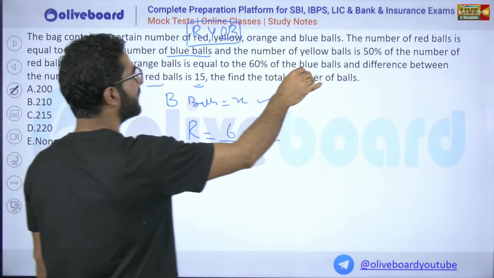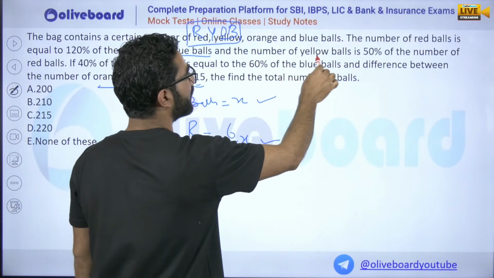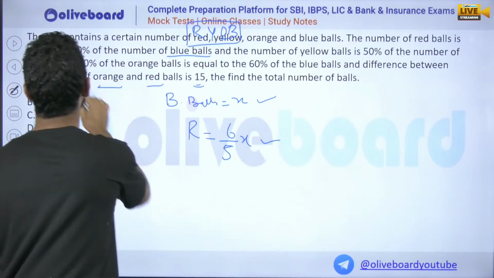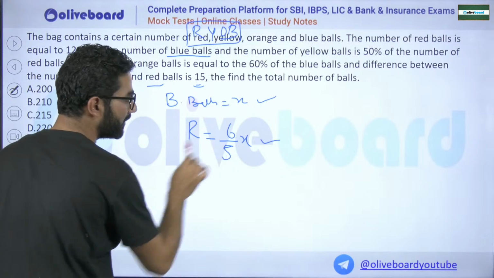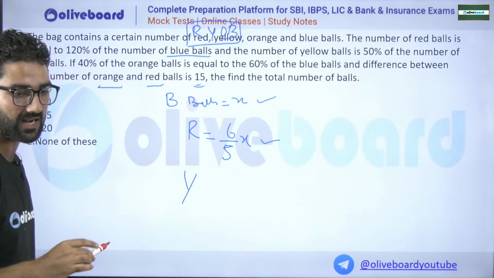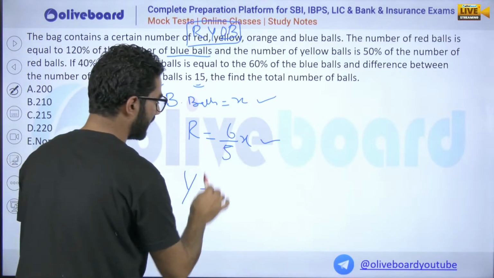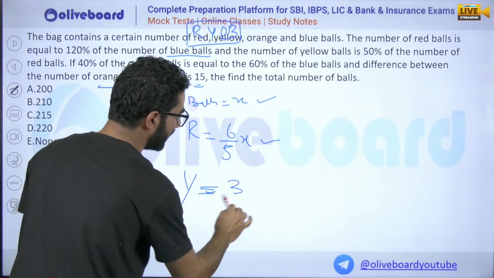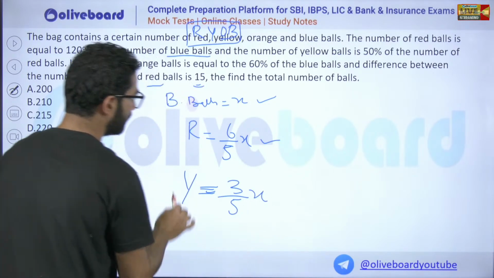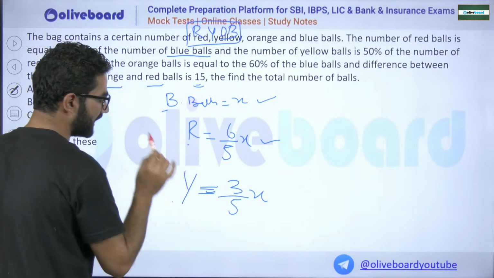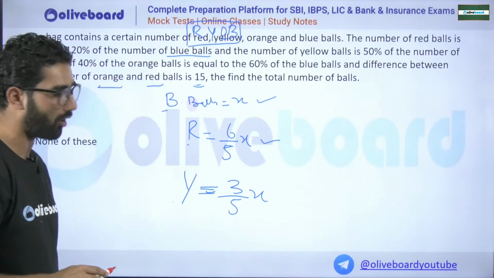Now one more condition is given: the number of yellow balls is 50 percent of the number of red balls. So yellow balls will be half of this. 50 percent, what does that mean? That will be half of the red balls. Half means I can write 3 upon 5 x. So blue balls, red balls, yellow balls are taken. Now we have only orange balls.